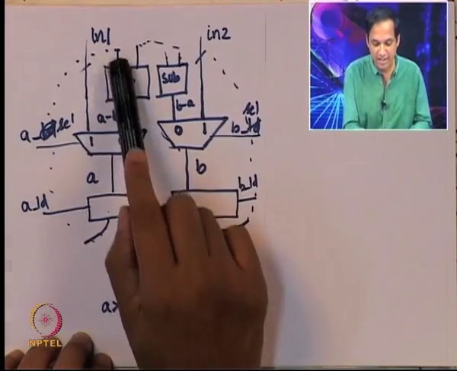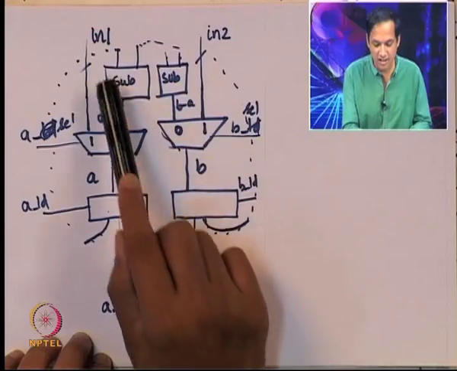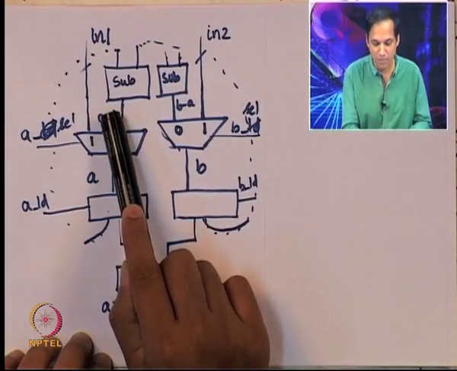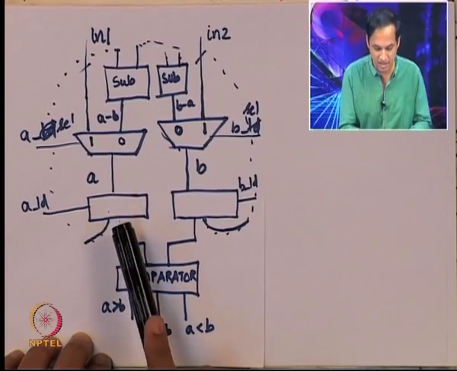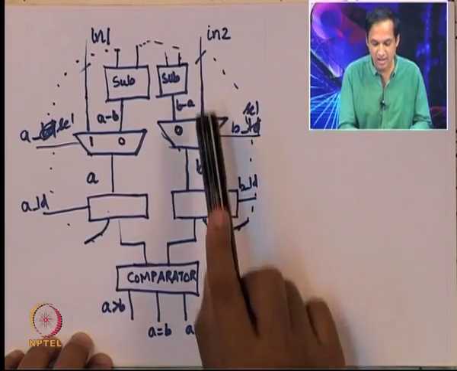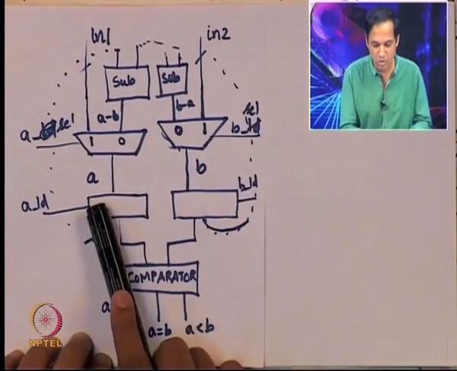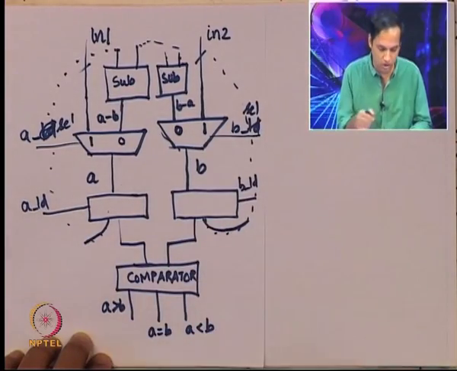So, once 10 comes here and 16 comes here, 10 minus 16 gives minus 6, and plus 6 will come here. We do not want minus 6 to be registered, it should keep the old value 10, but 6 will come here. So, then you will have 10 and 6 and so on, right.